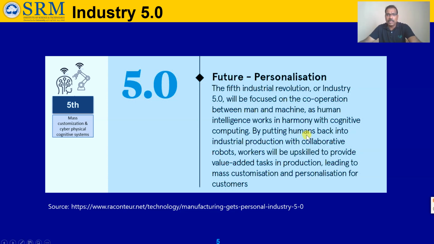By putting humans back into industrial production with collaborative robots, workers will be upskilled to provide value-added tasks in production, leading to mass customization and personalization for customers. So personalization is a very important key in terms of 5.0. In the near future, we'll be getting custom-designed vehicles according to our need, like two-wheelers or four-wheelers, or custom-designed appliances like a keyboard.